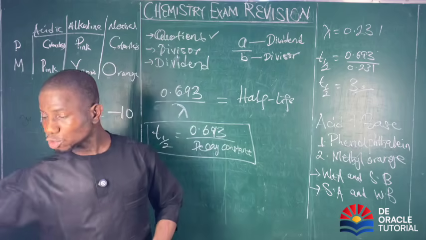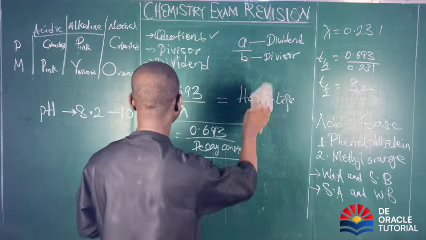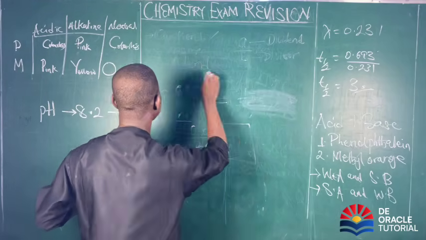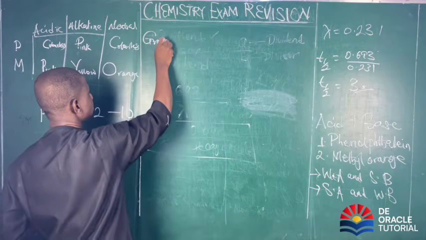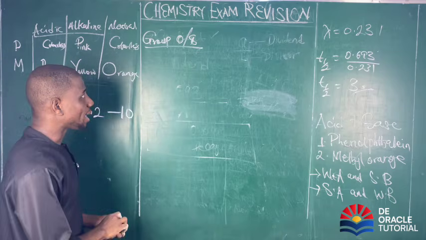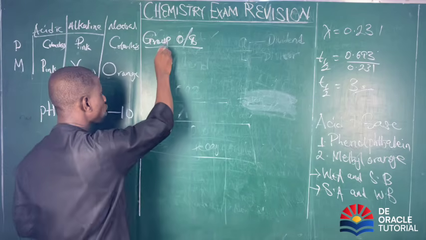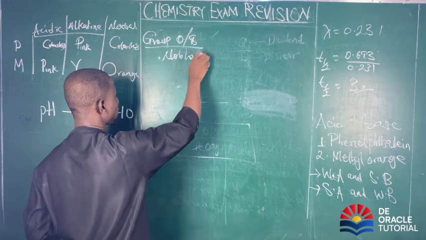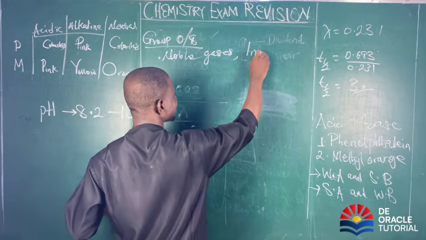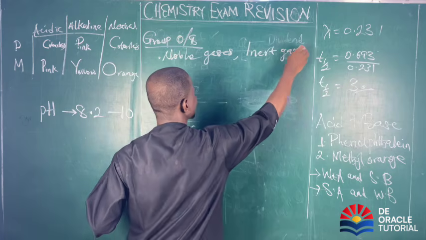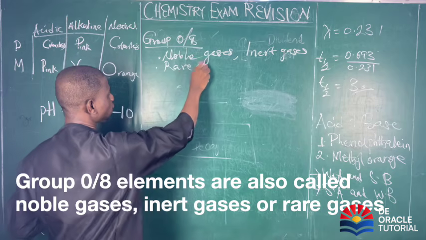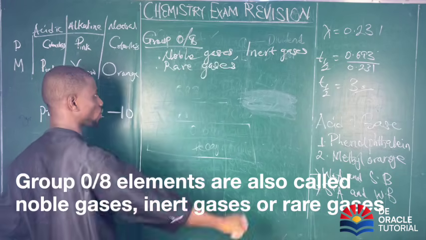Exactly. So now you're going to list them one after the other so that we know the one they are looking for. The members in group 0 or group 8, anyone you want to call it. Remember, this group, they are also called noble gases. They are also called what? Noble gases. At the same time, they are also called inert gases. They are also called what? Inert gases, because they are not what? Reactive. They are also called rare gases. They are also called what? Rare gases. Anyhow you want to call them.